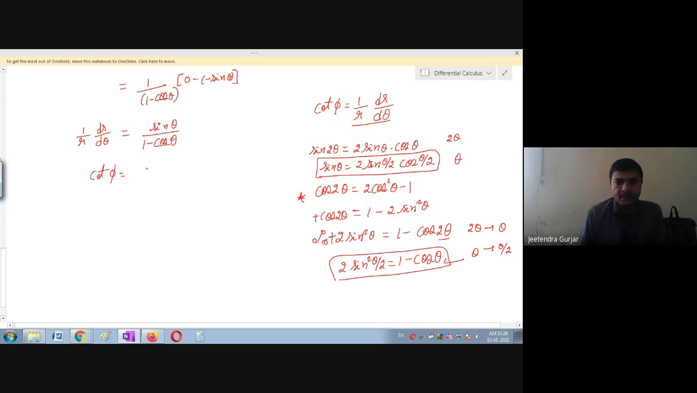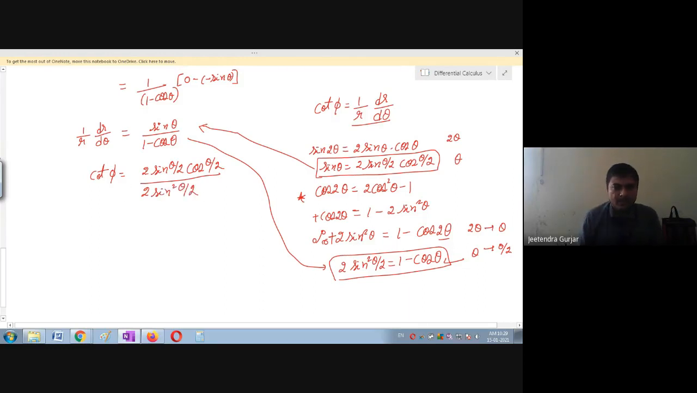Sine theta can be written as 2 sine theta by 2 cos theta by 2, divided by, so I have used this formula, 2 sine square theta by 2. Now you can see in the numerator and denominator 2 will get cancelled. Am I right? So 1 sine theta by 2 will get cancelled. So therefore this will become cos theta by 2 divided by sine theta by 2.